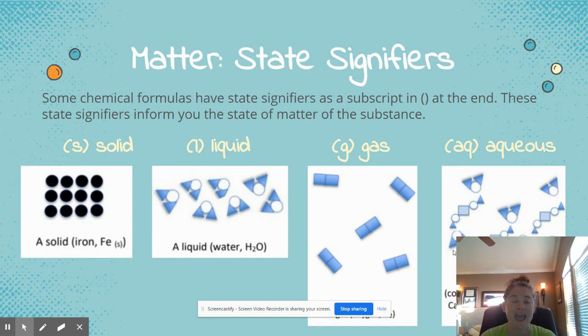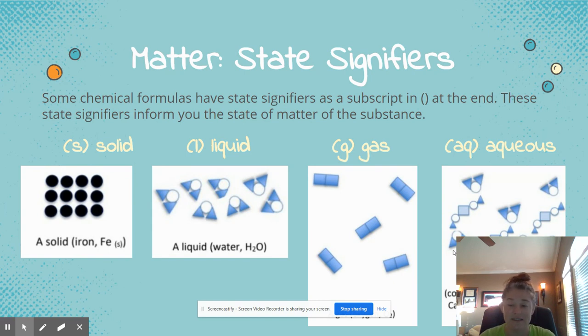Some chemical formulas have state signifiers as a subscript at the end, in parentheses. These state signifiers inform you of the state of matter of the substance. So a solid sample of iron would have (s) on the end. That's how you know that it is solid. A liquid sample of water would have (l) at the end, so you would know to draw the particles a little bit further apart with a little bit more energy. And the gas would have a small (g) in the parentheses at the end, so you would know to draw those particles very far apart because they're highly energetic.